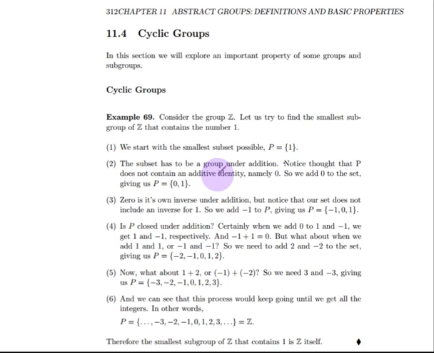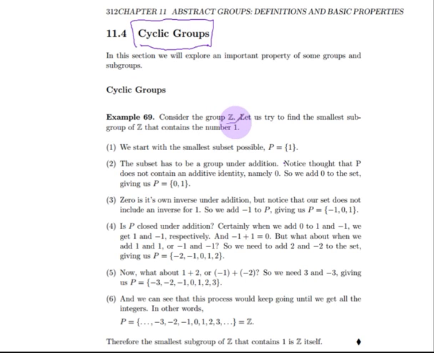Okay, in this section we're going to talk about a particular very important type of group called cyclic groups. They're called cyclic groups because in some sense they can be represented as a cycle. You remember we had cycles in permutation, so cyclic groups are very closely related to cycles. Okay, so let's do some examples.